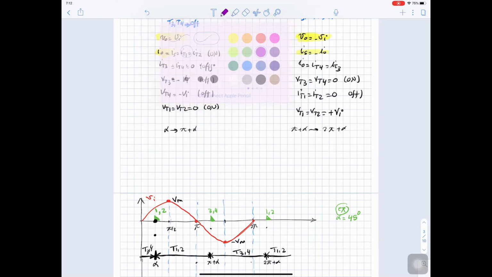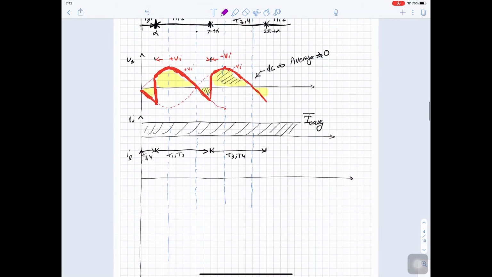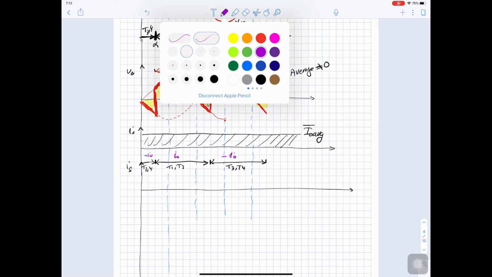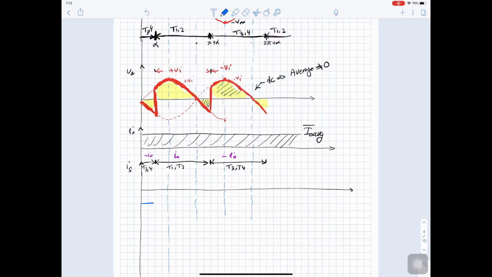So we can write down this rule. So here it's I out, negative I out, negative I out. So when we sketch I source, it will be this waveform. So here it's negative, here it's positive, here negative, here positive, and so on. So it's an AC, but it is a square wave.